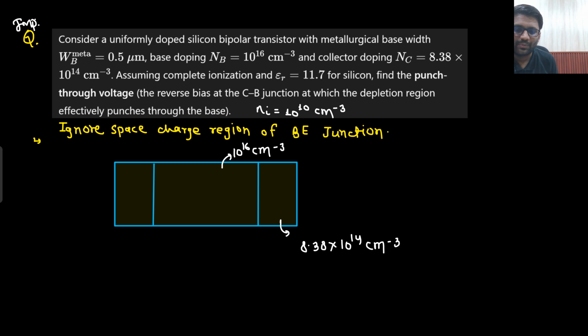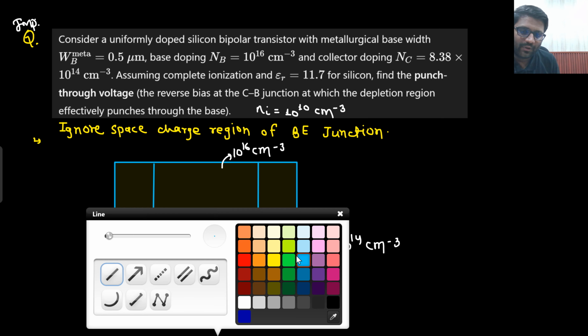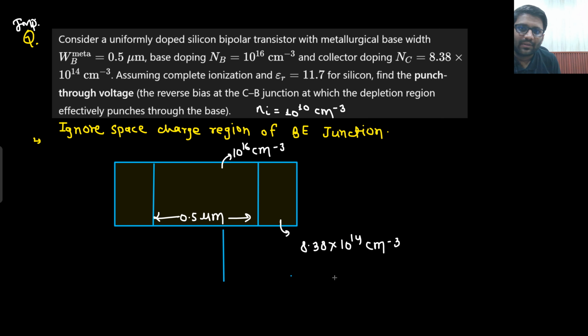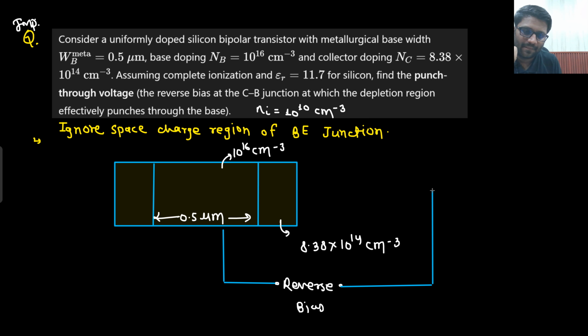So let's remove this 0.5. I will write down inside. Now I am going to apply a reverse bias here. Is it PNP or NPN? Nothing is given, so I will simply write down reverse bias here. Whatever the reverse bias I apply here, how much reverse bias do I need to apply such that this base gets completely depleted of charge carriers? This is the question that they are asking.